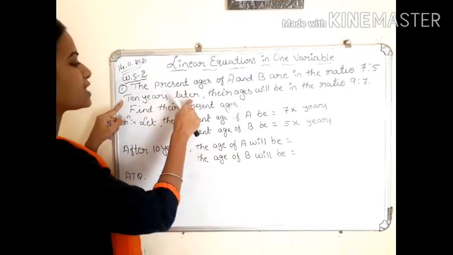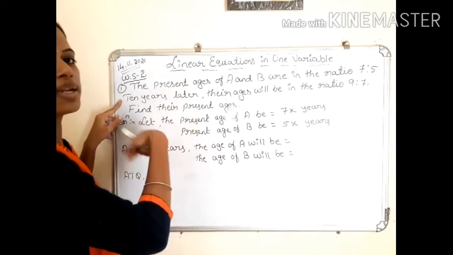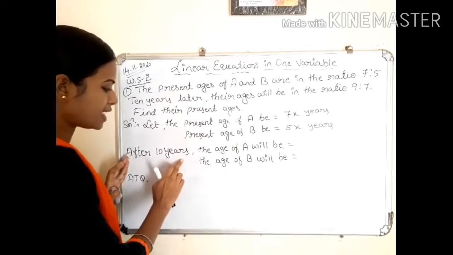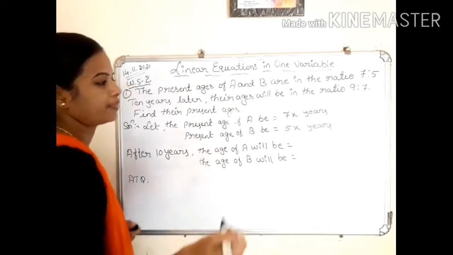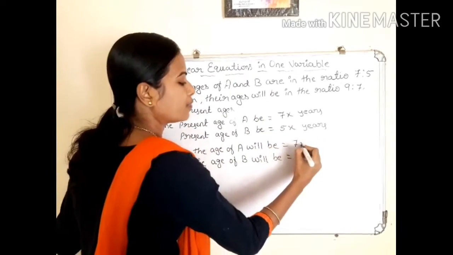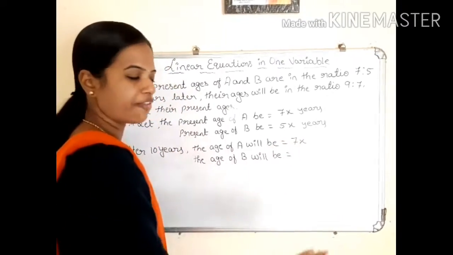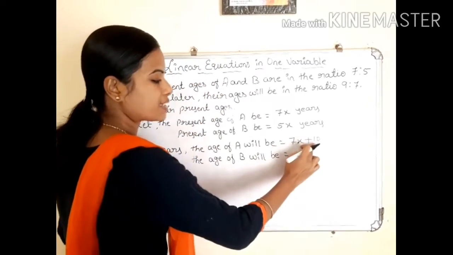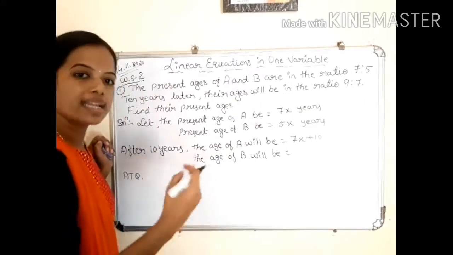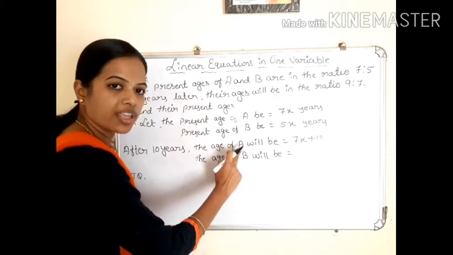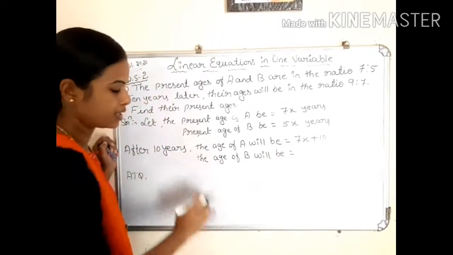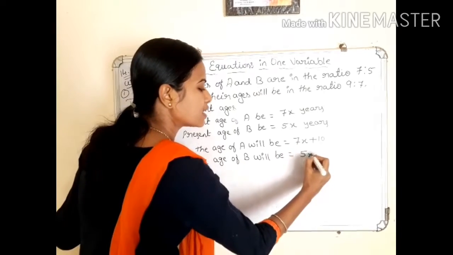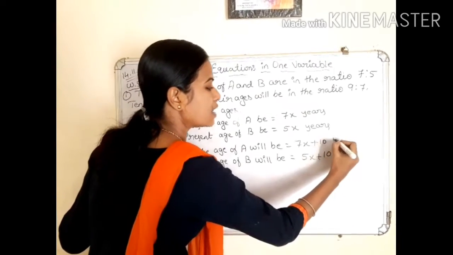Next, 10 years later. 10 years later, later means after. 10 years later, what are the ages of A and B? You have to write after 10 years. The age of A will be, present age is 7x. This is the present age. 10 years after, after means you have to do plus. How much? Plus 10. 7x plus 10. 10 years after or 10 years later, the age of A will be 7x plus 10. Similarly, the age of B will be 5x plus 10 years.